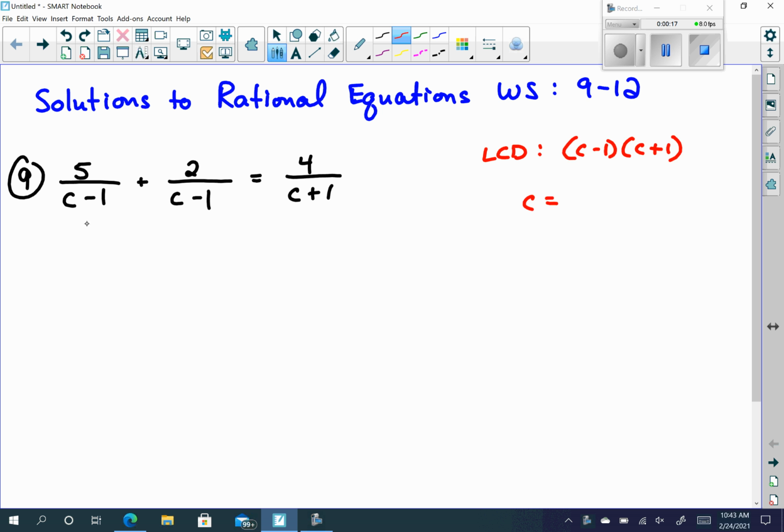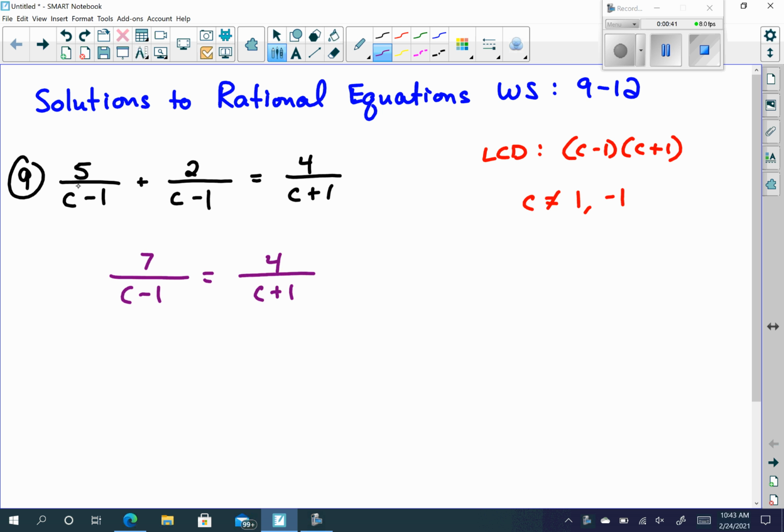The restrictions are from the first two, c cannot equal a positive 1, and then from right over here, the c plus 1, c cannot equal a negative 1. Now, one nice thing we could do with this, notice how the two fractions on the left side already have a common denominator, so we can actually combine this. So we're going to get 7 over c minus 1 equals 4 over c plus 1. It just makes the problem a little bit easier to go through.